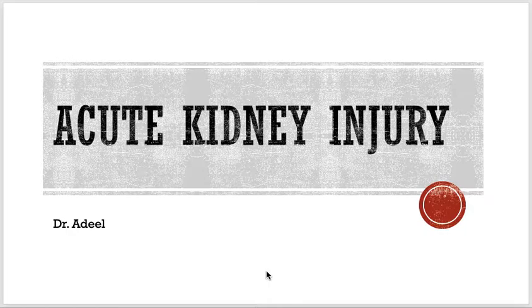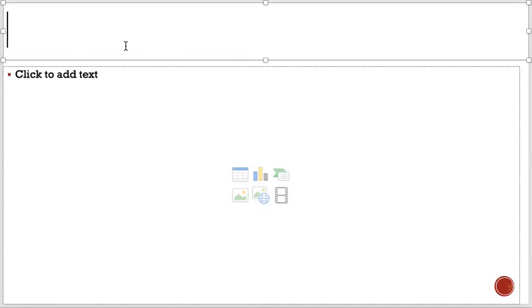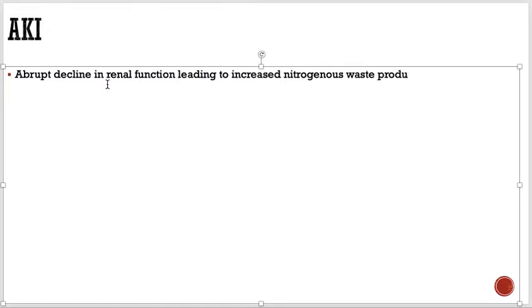So now, what we will discuss in this one is we will start with the definition. How do we define AKI, acute kidney injury? It is an abrupt decline in renal function, leading to increased nitrogenous waste products. All the nitrogenous waste products which are excreted by the kidneys, when they are raised, we call it acute kidney injury.